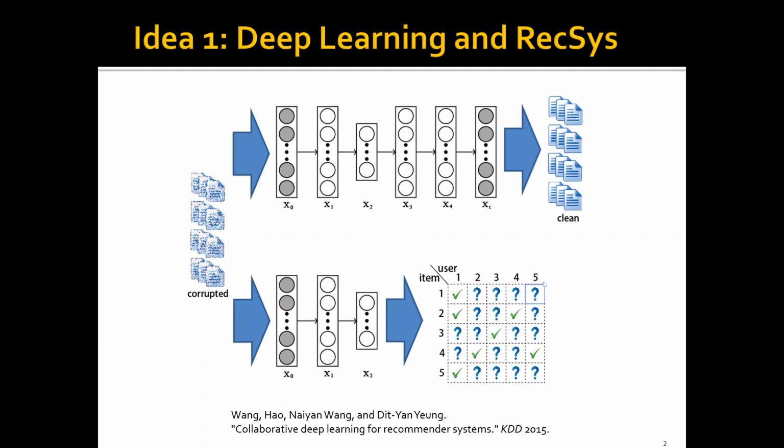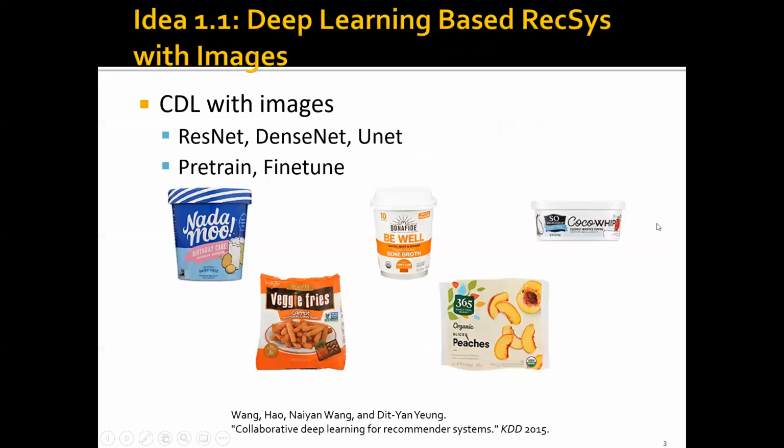But in that specific method, we only talk about how to handle text-based content, basically items that can be represented by text. But one extension we can do is: what if the items can only be represented using images? For example, in Amazon, you may have a lot of items that can be represented by the images of this item. And in this case, you may need a new version of the collaborative deep learning, or CDL, model that can handle these images.